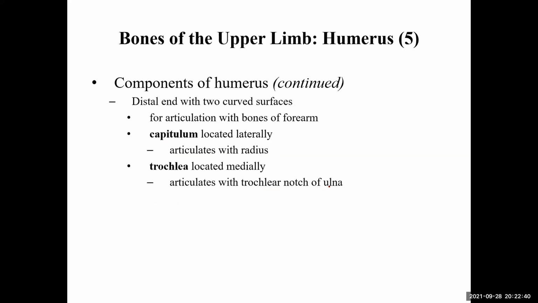Then also at the distal end of our humerus, we have our capitulum and our trochlea. The capitulum and the trochlea are these smooth surfaces that are specially formed because of the bones with which they articulate. So the capitulum is going to articulate with the radius, and that's located laterally. And then you have the trochlea, which articulates with the ulna, and that's going to be medial.